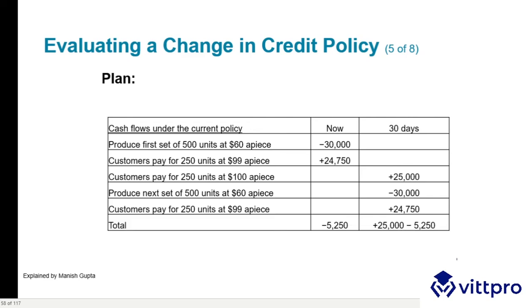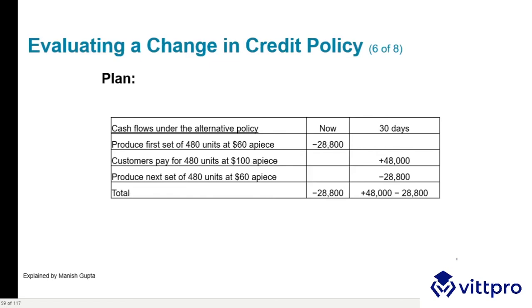That is your existing policy. But if you change the policy to 30-day credit, you need to pay $60 now for your investment. 480 times $60 becomes 28,800, and everybody will pay you at the end of the period, which is 48,000, but you need to pay for the next batch. So you are going to make another $19,200 after every 30 days, but you have to pay 28,800 immediately because you are not getting any money, right?